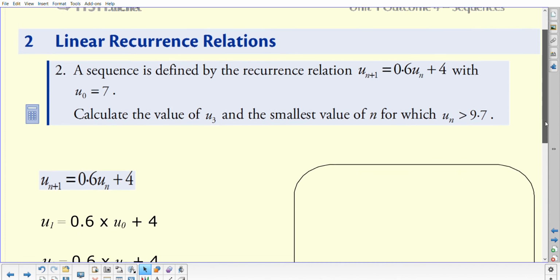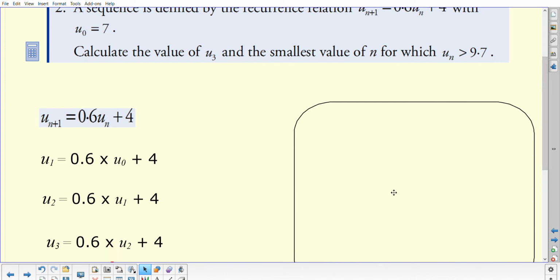So before we actually get to the calculator part, just think through what the recurrence relation is telling you to do. If you're working out the first value, you'd need to be replacing the n with 0. Right, 0 plus 1 would give us U1. So to work out U1, we're going to be doing 0.6 times the U0 value plus 4. To work out U2, it will be 0.6 times the U1 value, and so on. Right, that's all the recurrence relation is telling you. It's using the previous term to get the next term.